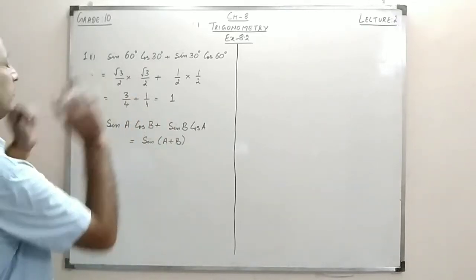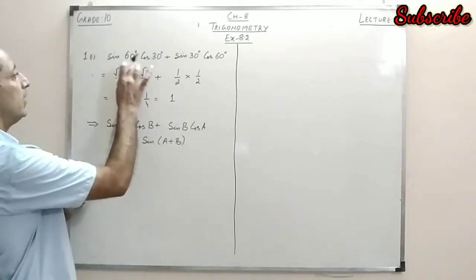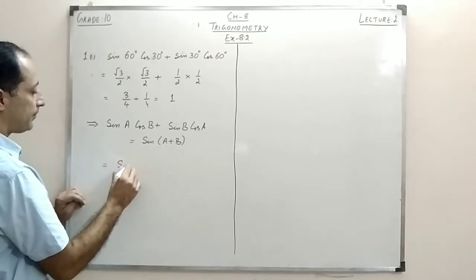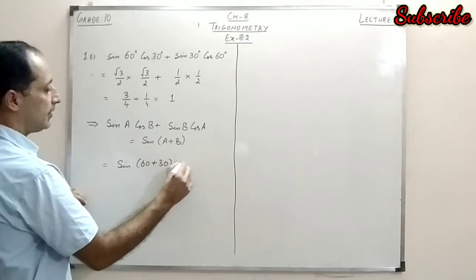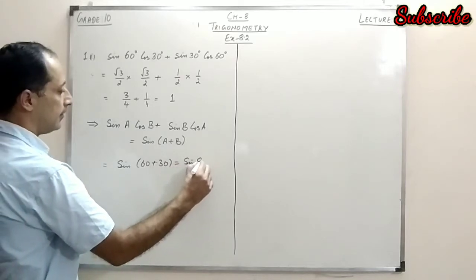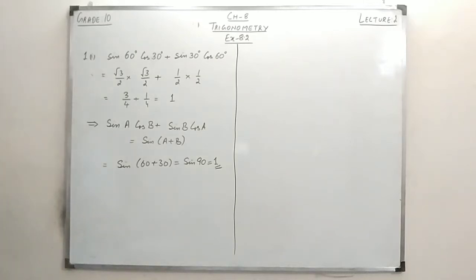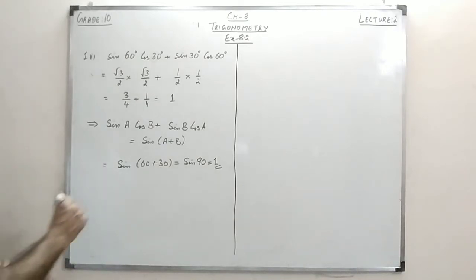Now, if I apply this identity here, the two angles are 60 and 30. So this can be changed to sine of 60 plus 30, and 60 plus 30 is 90, and that is equal to 1. So that is another way of doing this question, right? Now let's go to the next, second part of this question.